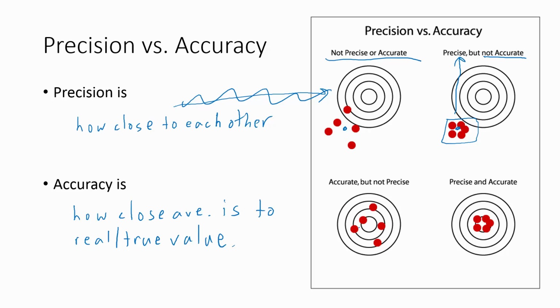In this case, the average actually hits right in the center, so it's accurate, but they're kind of spread out all over the place, so it's not a precise measurement. Here they're all tightly close together and in the right spot, so it's precise and accurate.